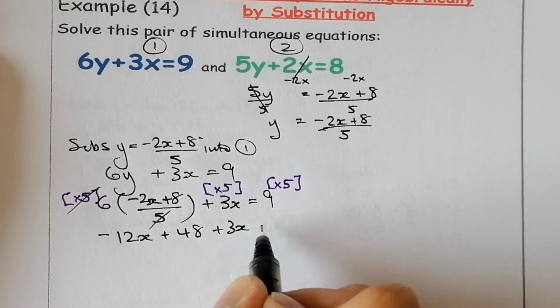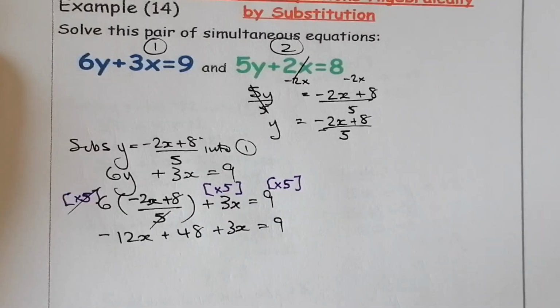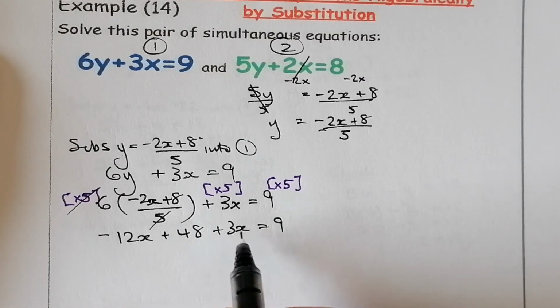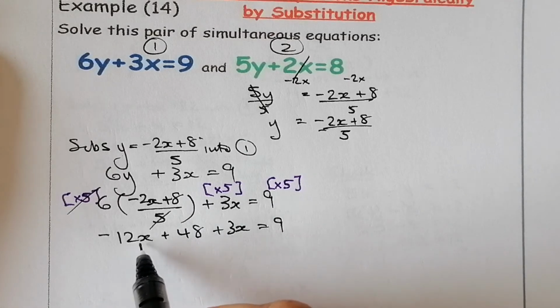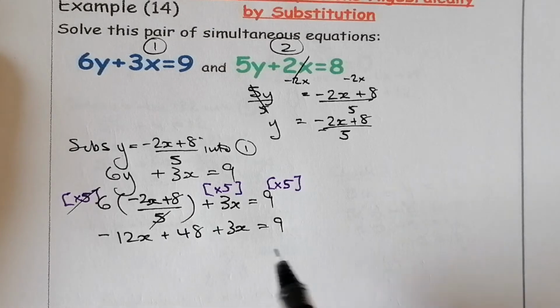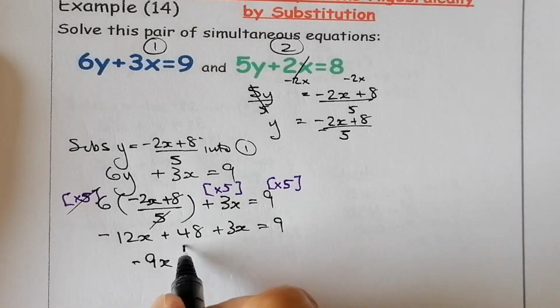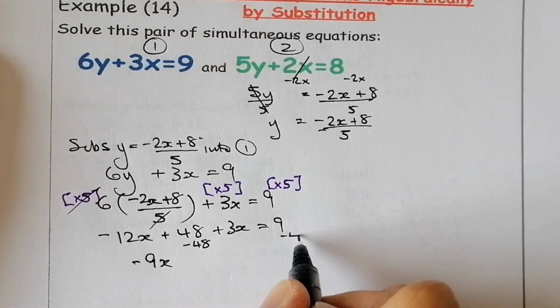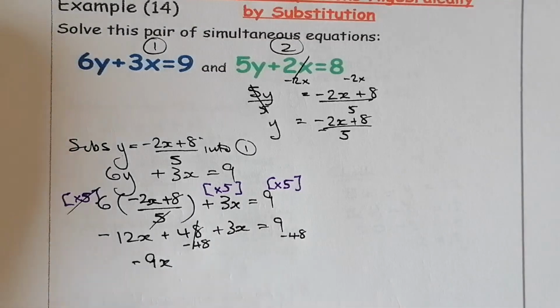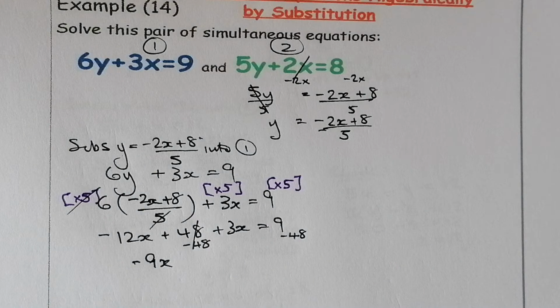Plus 3x equals 9. So let's see, I'm going to gather these values up here. So I've got minus 12x plus 3x is going to give me minus 9x. And what I'll do is I'll take 48 from this side, take 48 from that side there. That cancels out. So what that should leave me with is, if I take the 48 away, what will that work out to be?